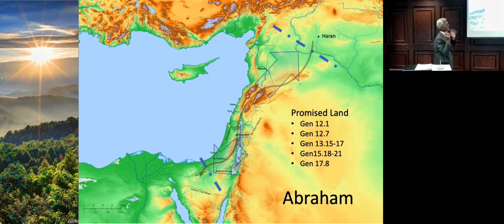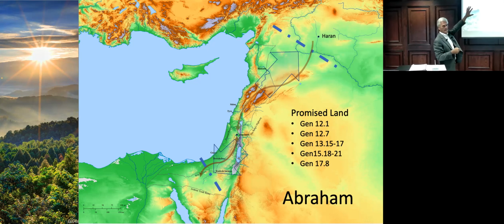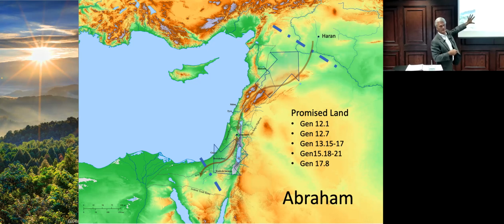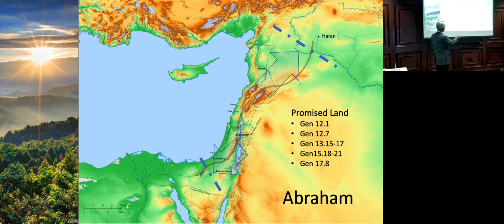Now, for those of you who are not big map people, just think you're way up high in an airplane or a satellite and you're looking down, okay? And this is the Mediterranean Sea, the island of Cyprus, Egypt, the Nile River. You all kind of with me on that? Okay. This is the brook of Egypt. It's called the Wadi of Egypt. And that's generally the boundary between Egypt proper and the Levant.